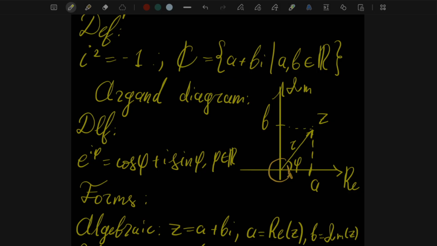And I see you on the next lesson, where we will talk about domains and topological terms in complex numbers that we will later use to define stuff like analytic functions.